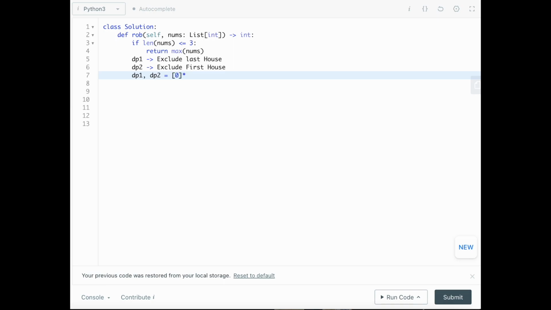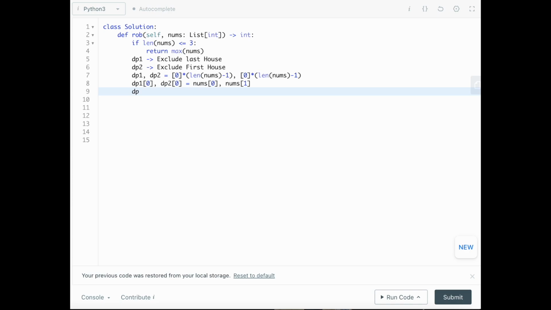0 star length of nums minus 1. And let's initialize the first elements of dp1 of 0 and dp2 of 0. Which means that if there is only one house, the maximum amount of money that can be stashed from that house is going to be the amount in that house. So it is going to be nums of 0, and in the second one, the first house is going to be the first house.